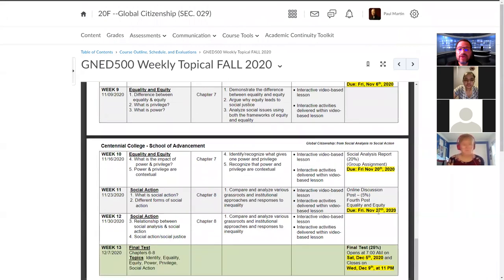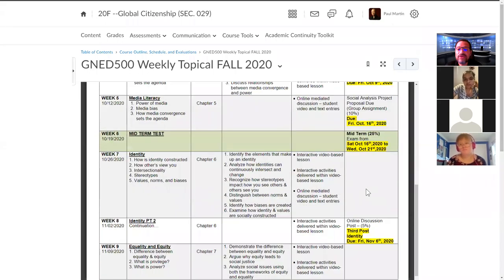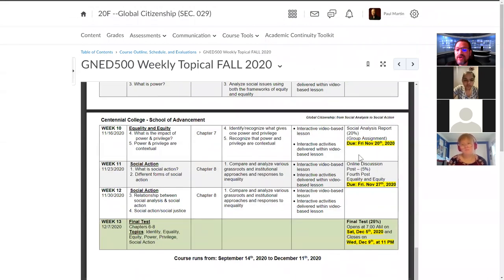Okay. Then you'll get into equality and equity and power and privilege. And then your social analysis report is due, which is the initial proposal that you did back here in week 5, stating this is what we're going to do. We're going to continue to work on that proposal. This is for me to check on how you're going to structure your overall analysis. And then you're going to work on that throughout all these weeks and hand it in week 10. So you have 5 weeks to do your proposal and 5 weeks to do your overall project report. That's a group report with you working together with all your group mates. And then one person hands in one assignment, which represents the whole group.